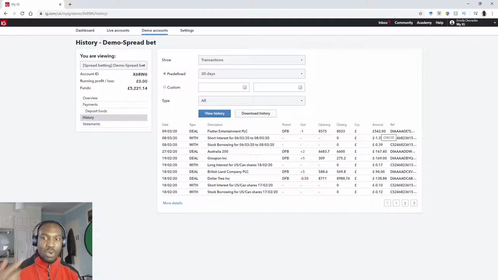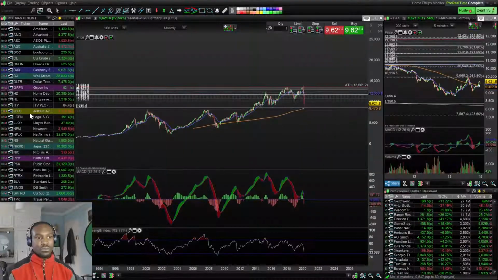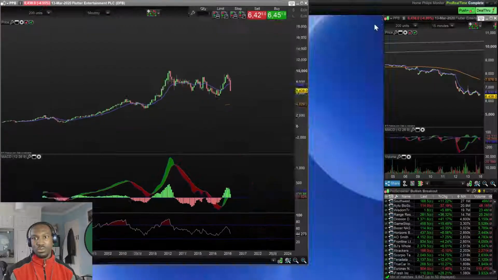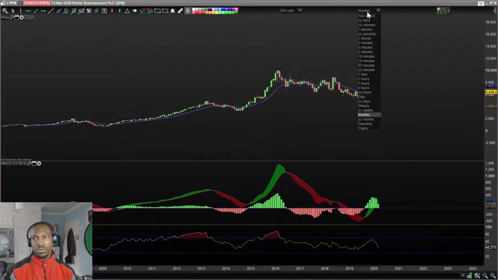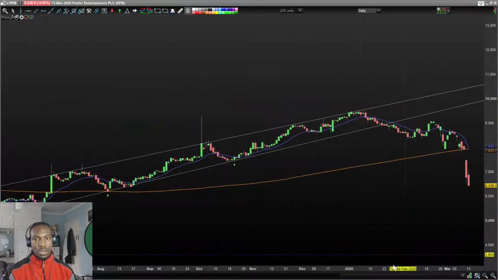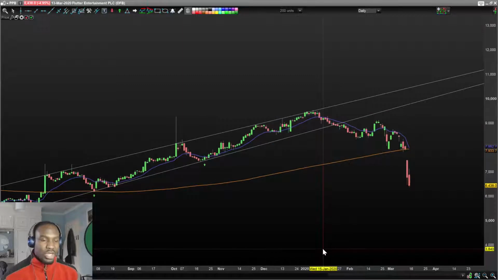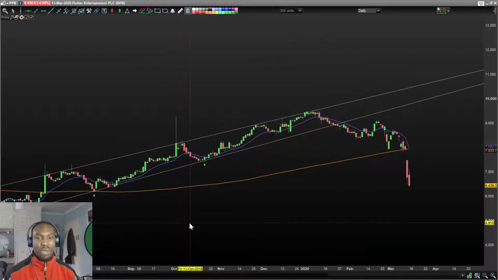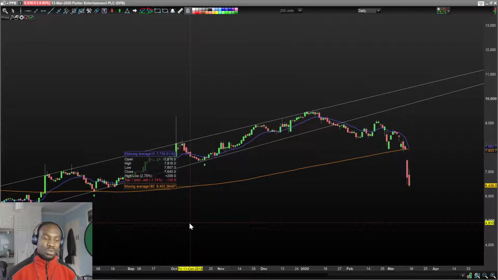Now I'm going to show you why I took that trade. There was a combination of reasons why I took this trade, but it was primarily because the fundamentals and the technicals all aligned to tell me that this trade looked like a short.